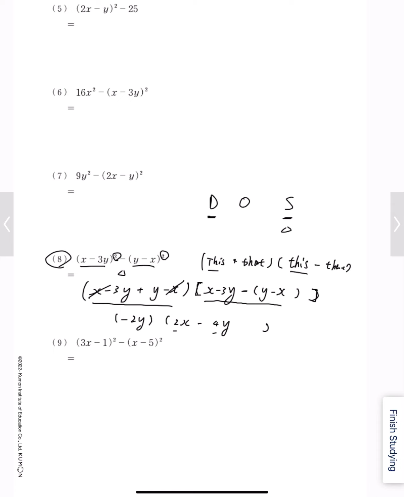Why? Because up until now, you might be feeling like, oh, this is actually completely out of my league. I couldn't figure out what's going on. So again, I follow my rule of difference of square. I find the difference of two square, square and square. I don't care about what's underneath the square. This number is x minus 3y. That number is y minus x. So x plus 3y is this number, and y minus x is that number.